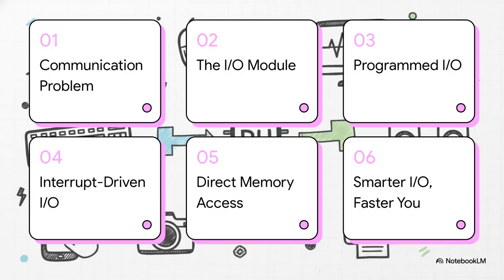So here's the game plan. We're going to start by laying out the computer's big communication problem. Then we'll meet the real hero of the story, the I/O module. After that, we'll walk through 3 different methods it uses to manage everything, from the kind of clunky to the super slick. And finally, we'll tie it all together to show you why this matters for your day-to-day experience.